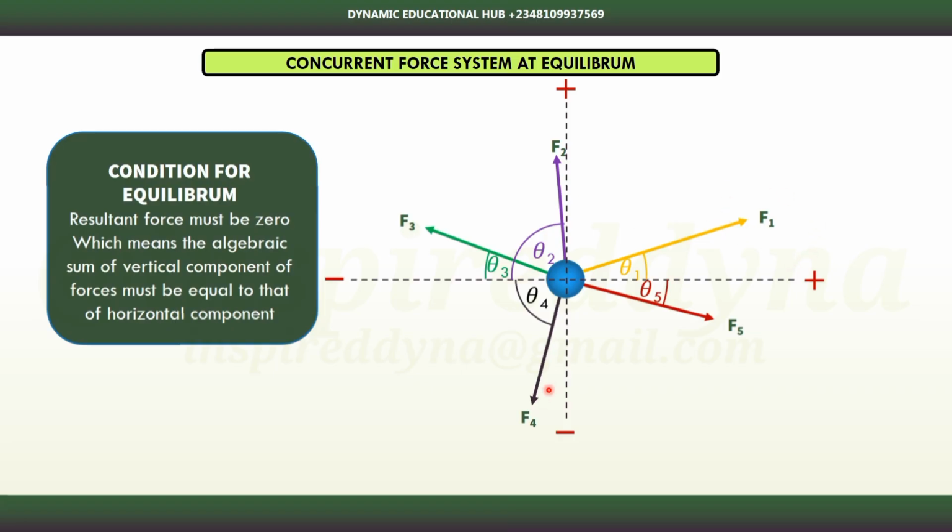Let's say, for instance, you want to resolve this one, which is F4. To resolve it, if you look at F4 very well, you see that it is trying to pull or push this object downward, looking at the arrow now. Downward. So vertically, if you want to resolve it into vertical components, if it is downward, you have negative. Now for the horizontal component, it is trying to pull or push it along this left hand side. So it is what? Negative. And that is how to resolve a force system that is concurrent.